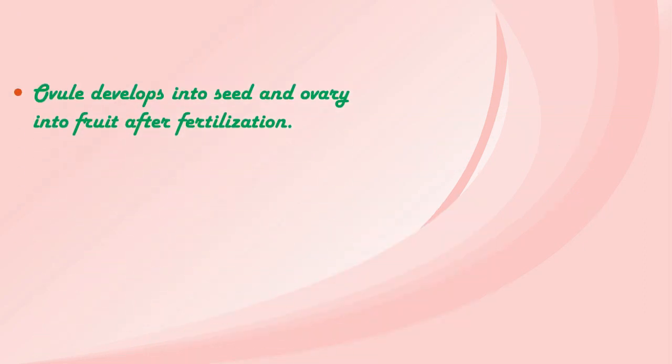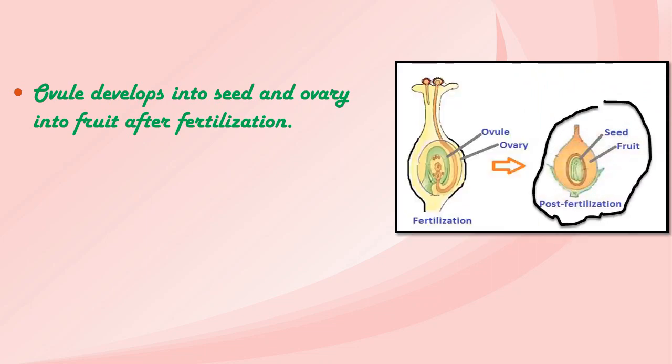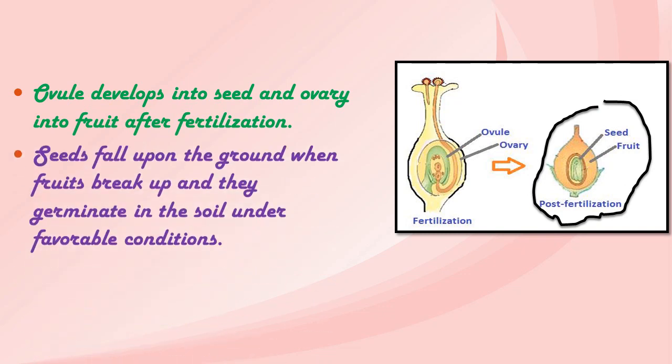Now, students, the ovules develop into the seed and the ovary develops into a fruit after fertilization. Here you can observe the ovule developing into the seeds and the ovary developing into the fruit. Seeds fall upon the ground when fruits break up, and they germinate or develop in the soil under favorable conditions.